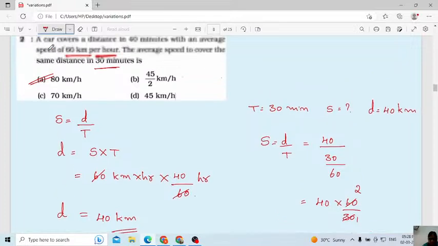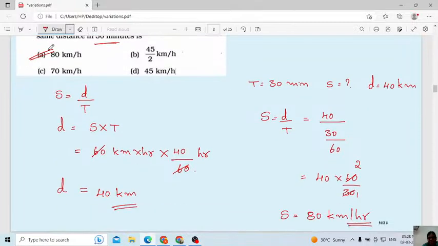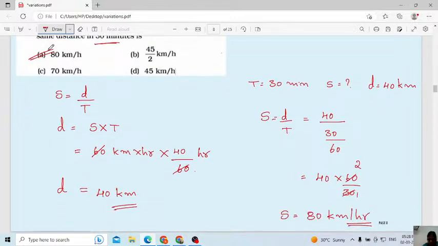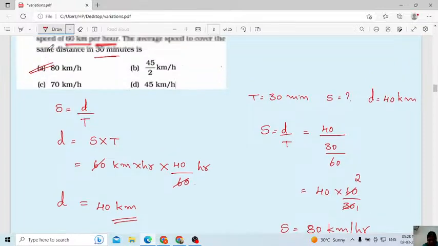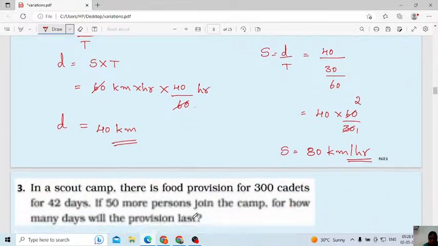But this question is not based on the variation, but it is an important question. Even physics, they can ask this question. That's why I solved it here. Understood everyone? But one thing you have to remember here: 40 minutes you have to convert in terms of hour. If you know the formula, easily you can solve.